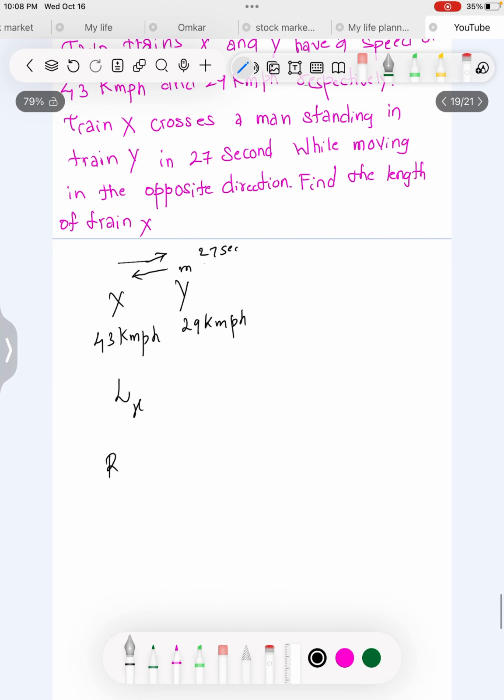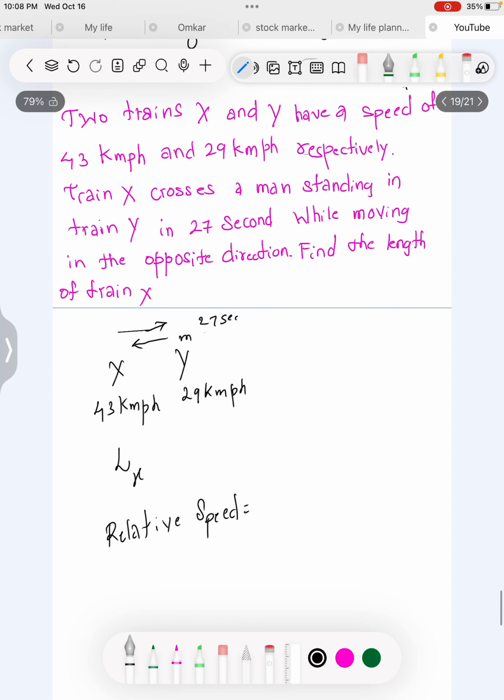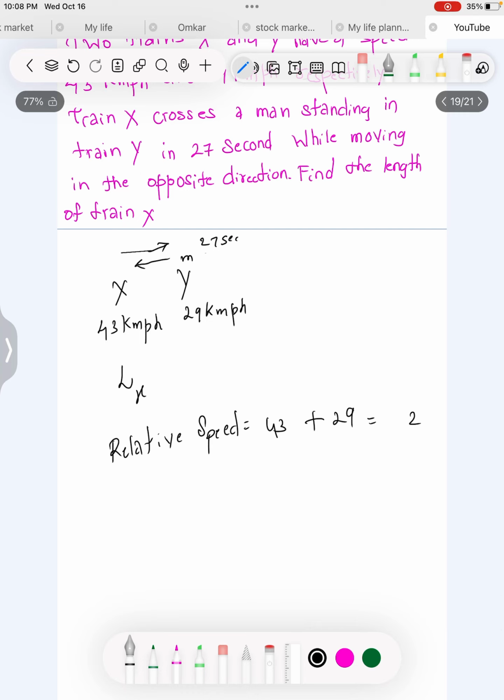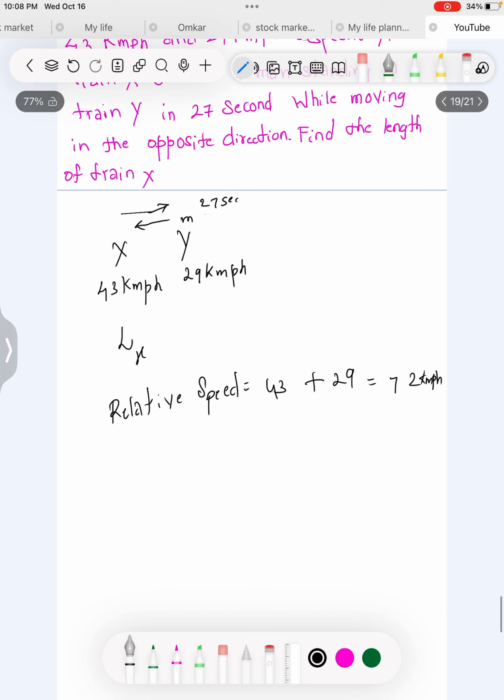So here we are getting involved with two trains, so the concept of relative speed will come. Since the trains are traveling in the opposite direction, you should add the speeds to get the relative speed, which is nothing but 72 kilometers per hour. Now we have relative speed and relative time, so let us calculate length.